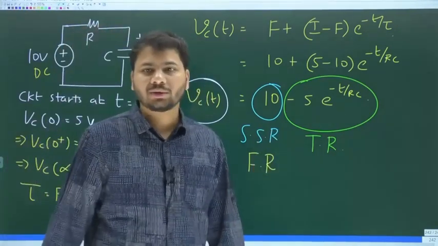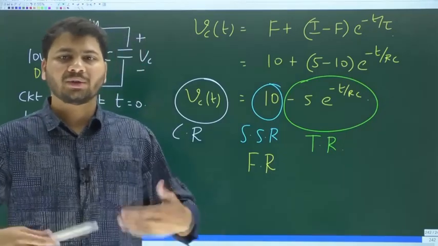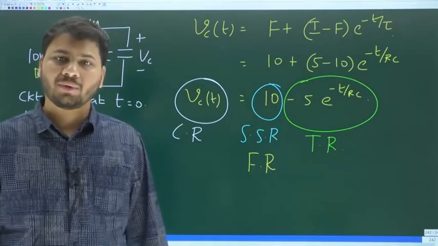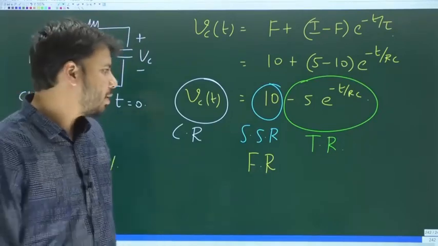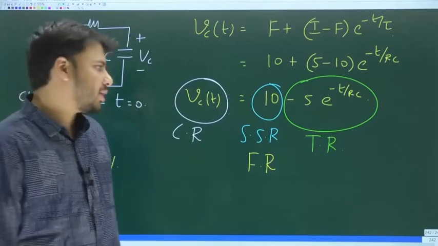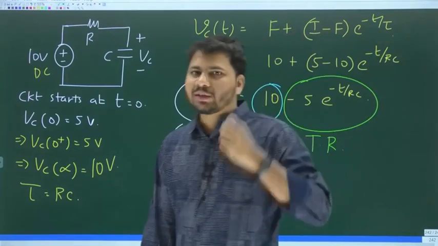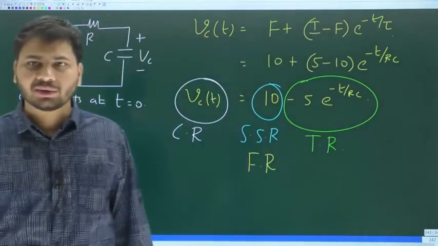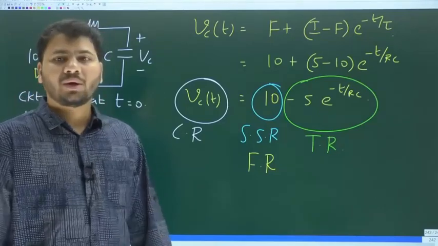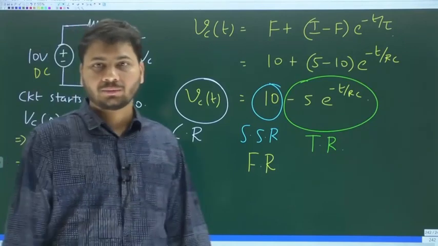So steady state response, because it depends on the input source or it is being forced by the input source, it is also called as what? The forced response. Okay. What is the other name for the transient response? You see, the fact of the matter is what? The nature of the transient response, it only depends on the nature of the circuit and not the source.